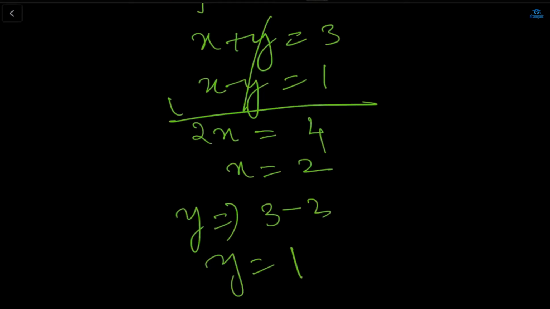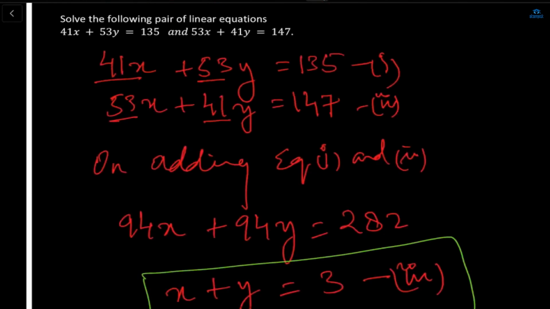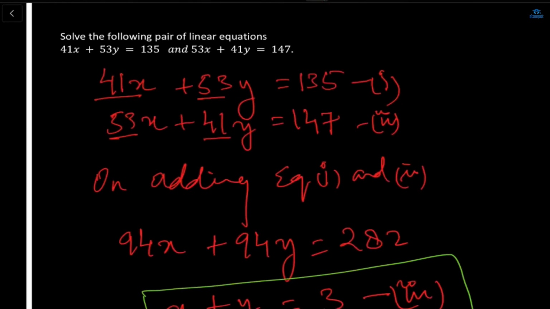The main process is that you have to eliminate one of the variables by making both the coefficients the same and subtracting or adding. And how can you make the coefficients the same? By multiplying with some number. Or if you get this type of question, then you can add both the equations and subtract both the equations. You'll form another two equations and just solve them.